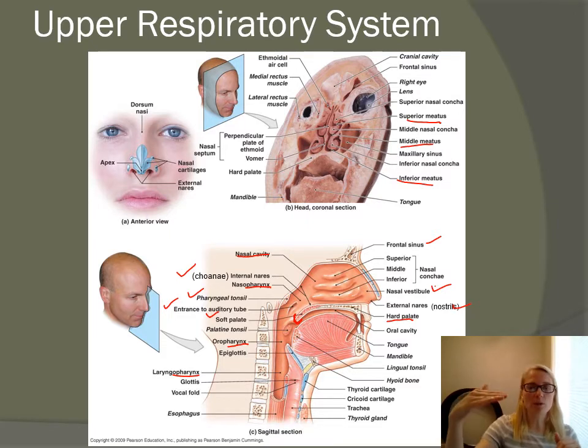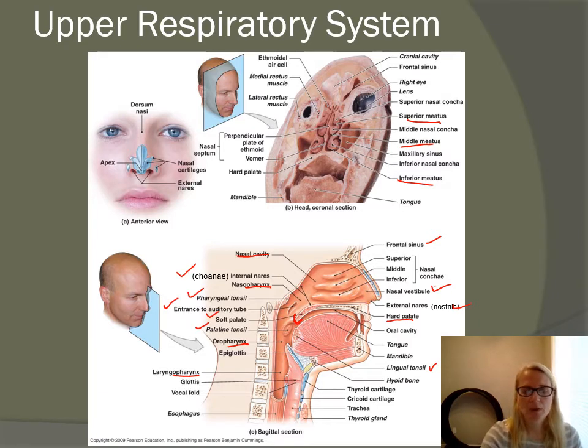So when you swallow, food and drink doesn't go up into your nasal cavity, which is good. Okay, so now we are in the oropharynx, and this is where we can see the palatine tonsil and the lingual tonsil on the back side of the tongue. So we've seen those back in our lymphatic system.